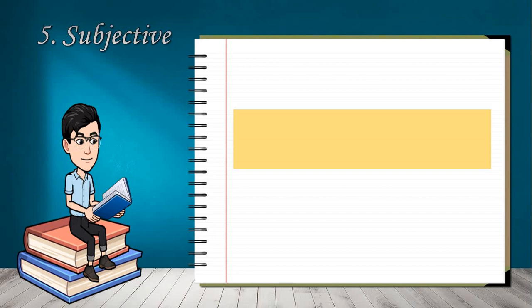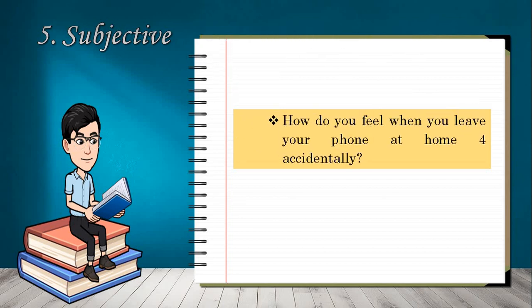Number 5, we have the subjective, which is the last. Subjective ay ito yung open-ended question na kukunin yung opinion or yung pinakasagot ng respondents or participants na i-record or isusulat ng researcher. For example, how do you feel when you leave your phone at home accidentally? And that's subjective type of question.